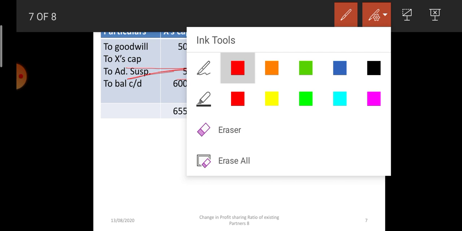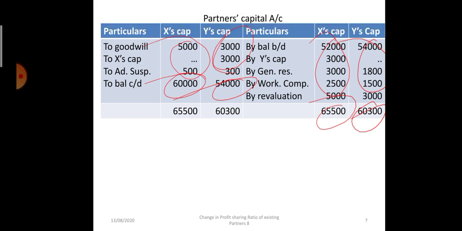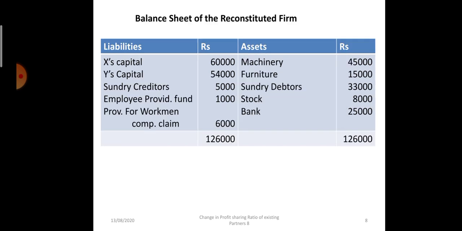Now let's find out the balancing figure. When we add all these values, it is 65,500. From that, when we deduct 5,500, we get the balance in X capital 60,000 rupees. Similarly, find out the total. It is 60,300. From that, 6,300 is deducted. So the capital balance is 54,000 rupees. All of you go through these points slowly. If you have any doubt, you can message me.